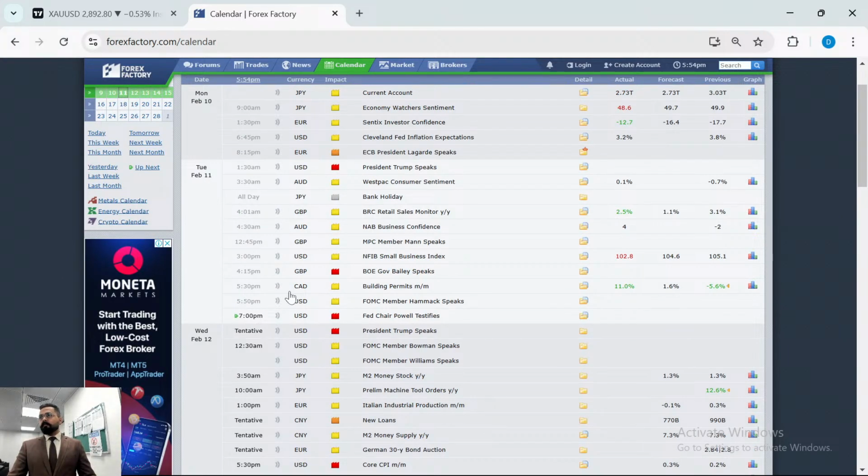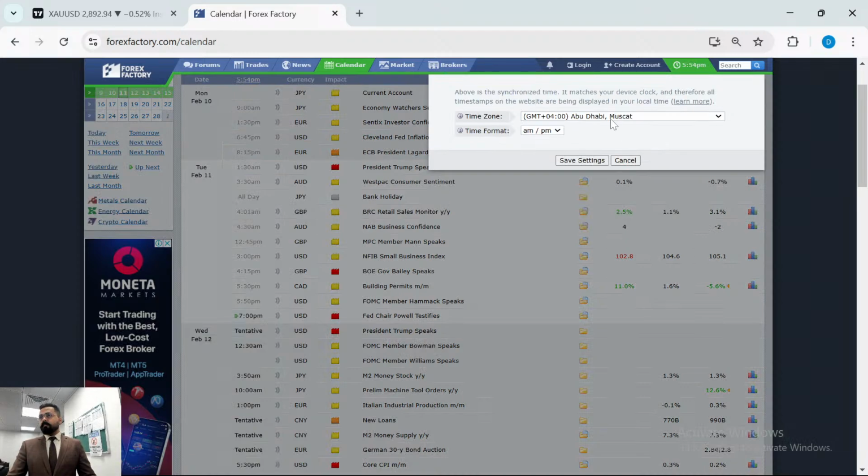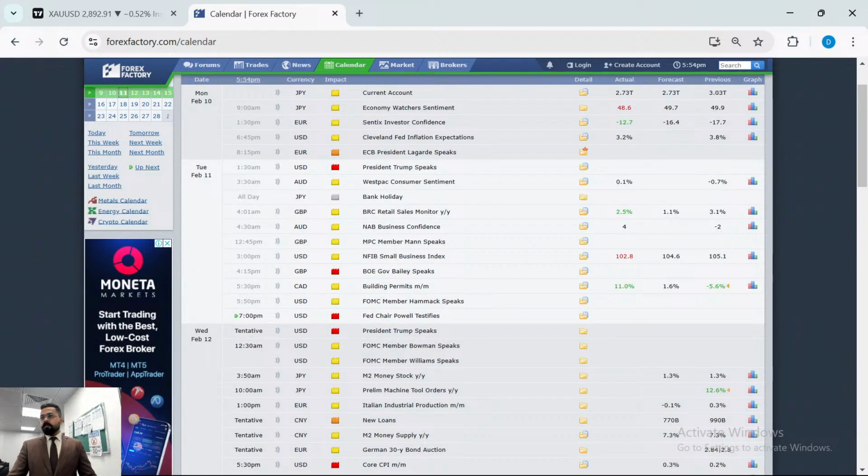If I go on the Dubai time, it's 7 p.m. There is a speech: Fed Chair Powell testifies. That is a speech, which is why there is no data over here.